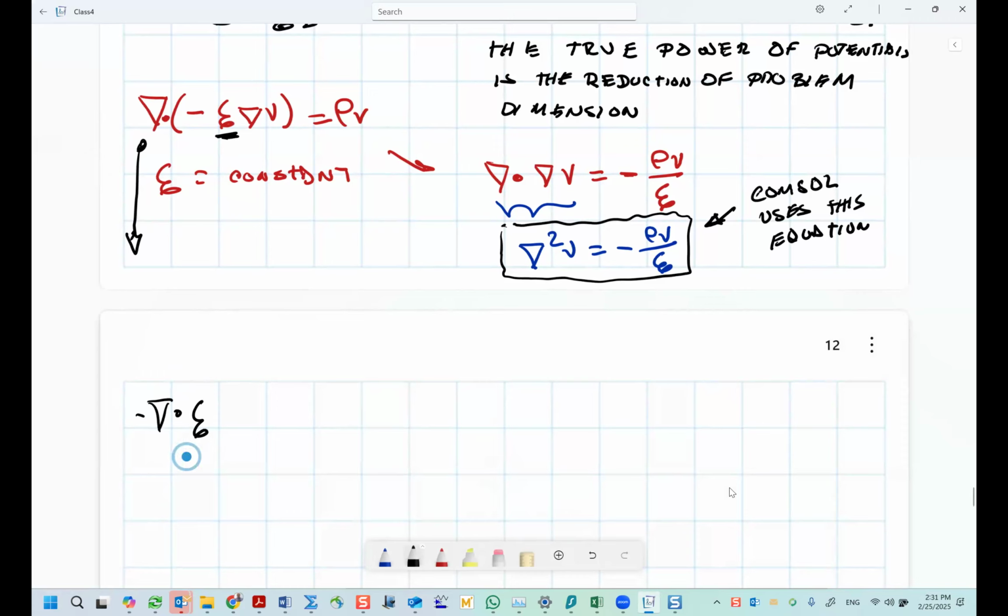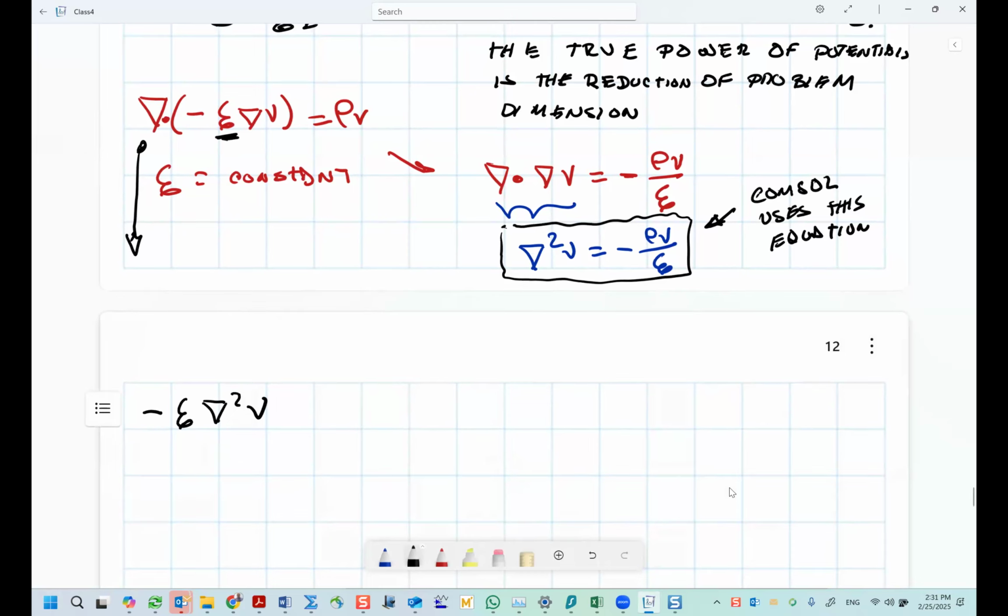It's minus epsilon by the Laplacian of B, minus the divergence of E, that multiplies the gradient of B. This is the equation that you will find in COMSOL. They will give you this equation for a general problem. I hope it's there.